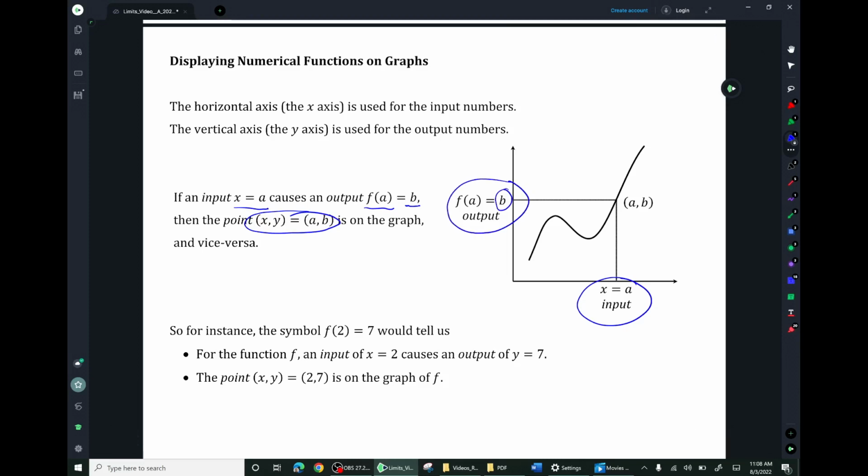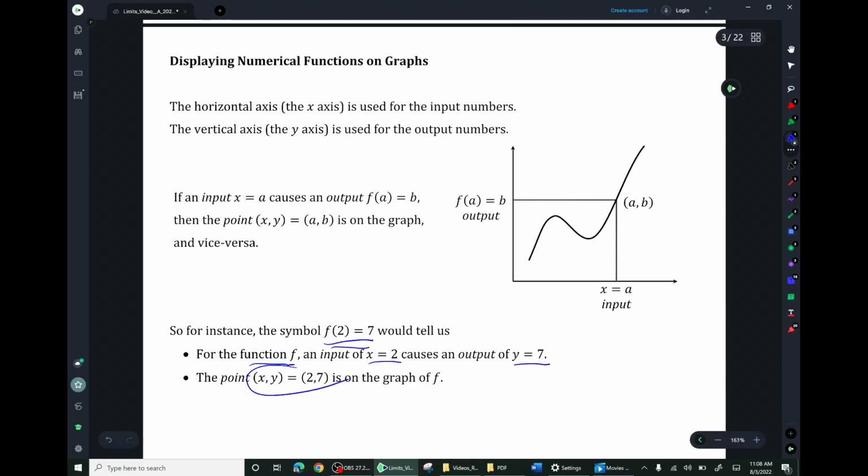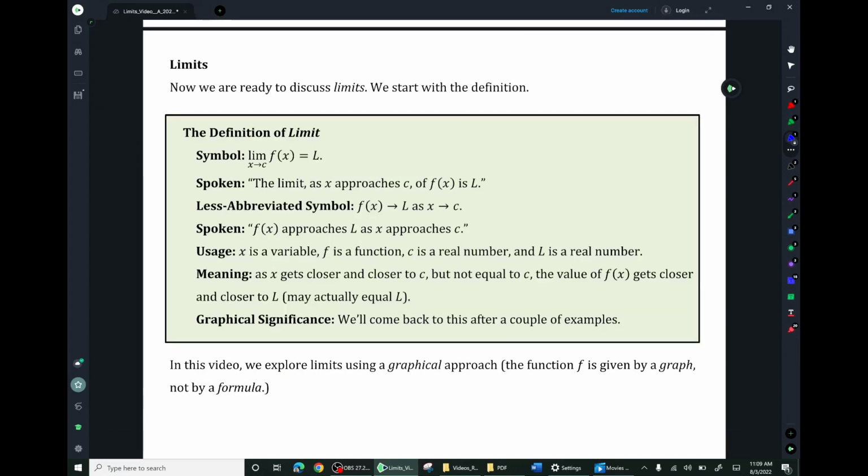And we see that there's this point with xy coordinates a comma b, that's a point on the graph. So for instance, this symbol, spoken f of 2 equals 7, would tell us for the function called f, an input that's the number x equals 2 would cause an output that's the number y equals 7. And that symbol would also tell us that the point with coordinates 2, 7 is on the graph of the function. Now we're ready to discuss limits.